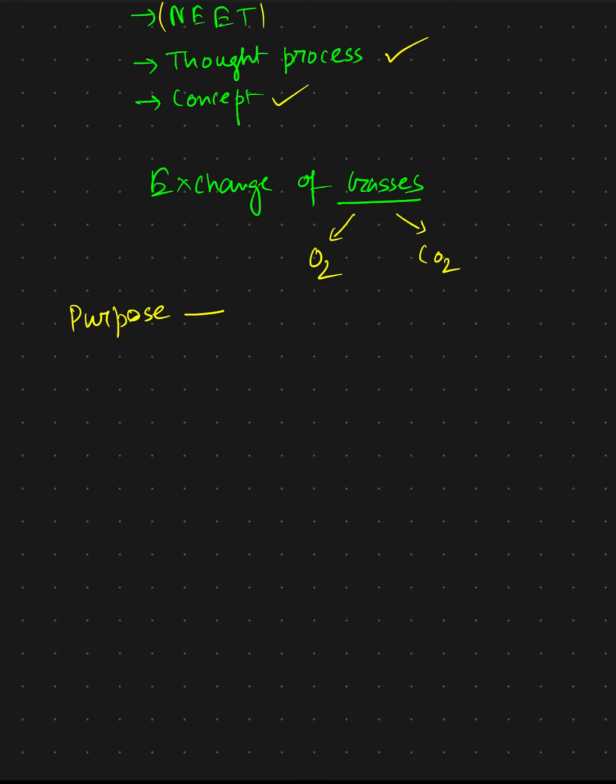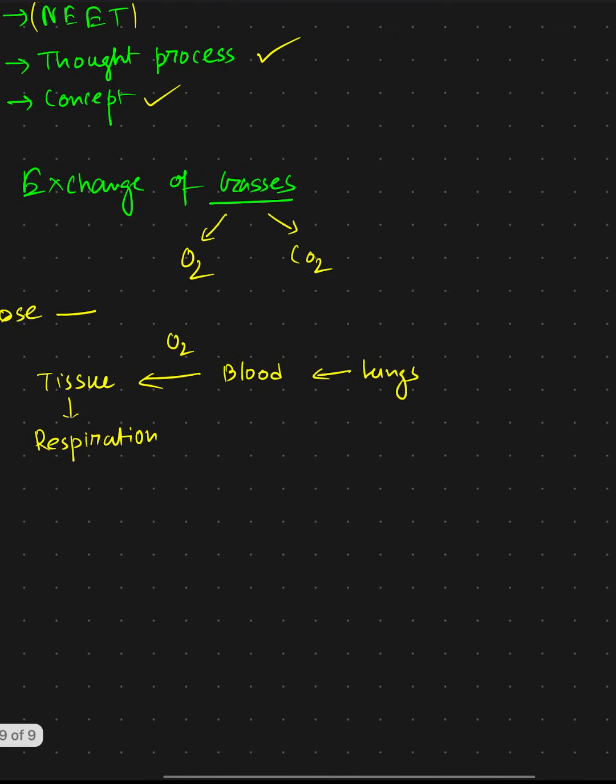As you know, our tissues, or cells, are constantly performing respiration, and in order to perform respiration our cells require an input of oxygen. This input of oxygen is supplied to tissue by blood. And how does blood obtain that particular oxygen? It obtains from lungs. And how do lungs obtain this particular oxygen? It obtains from air. Okay.